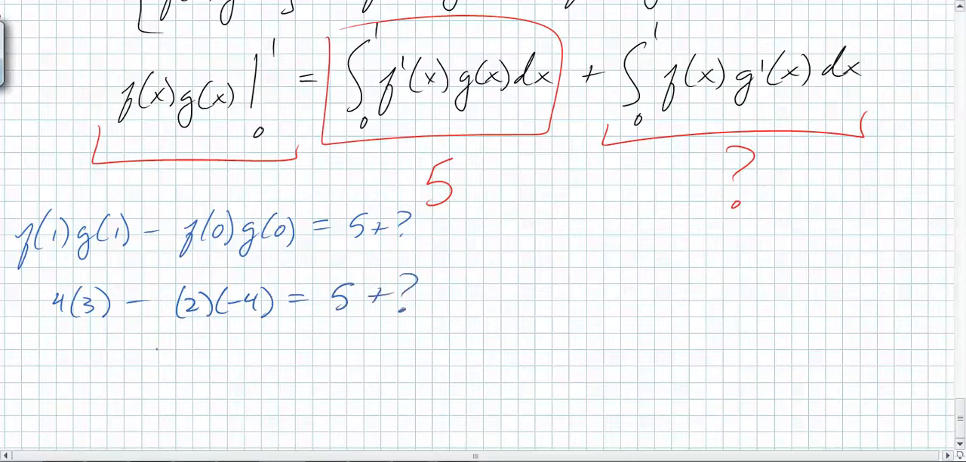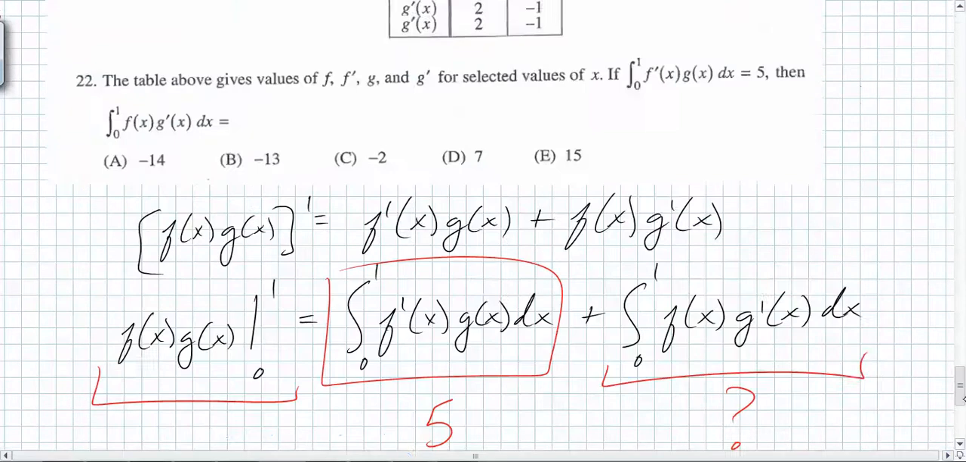Like this. So what do you end up with? 12 minus 8 plus equals 5 plus this. So question mark is equal to 15. Thank you. Is that one of the answers? Yeah, it is one of the answers.